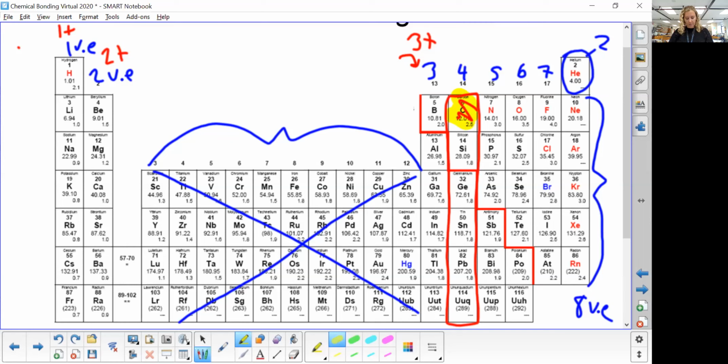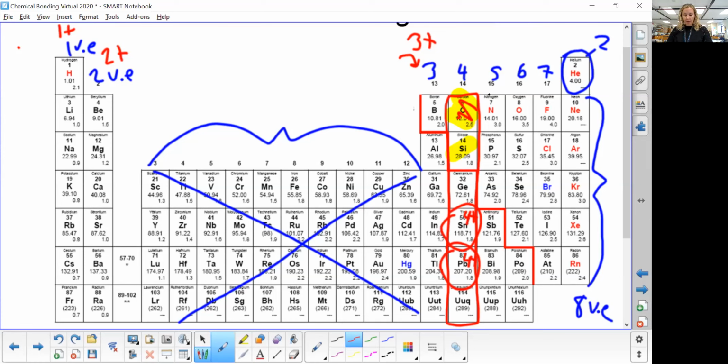or silicon. Maybe germanium does, but what we do want to note on here is that tin and lead, they are going to form 4 positive if they are going to form an ion because they're metals, and metals want to lose those electrons. So group 14 has a variety of stuff that it can do, so don't mark it as one thing.